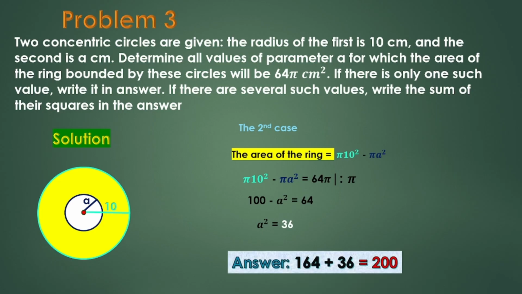Now, in the first case, a squared was equal to 164, and in the second case, a squared is equal to 36. In the condition of the problem, we were told that if there are several such values, then write down their sum, and their sum is equal to 200. This will be our answer.